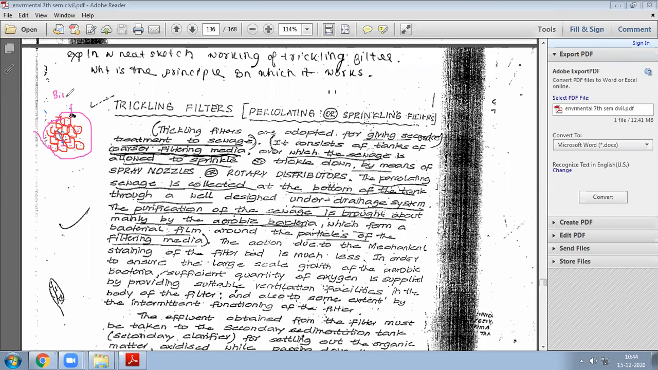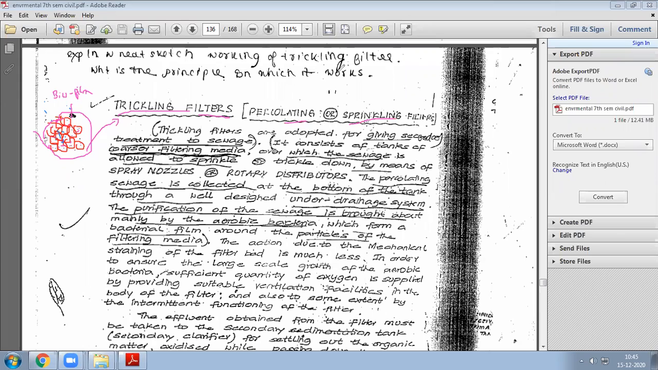Okay, biofilm. After a certain time, this biofilm will develop above all this coarse material. It acts like a filter media, a micro filter media, and they will convert all waste into liquid and gases. So this is the concept. Using this concept, they developed this technique: trickling filters, or percolating filters, or sprinkling filters.